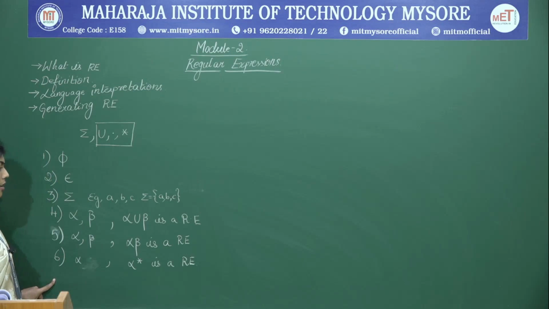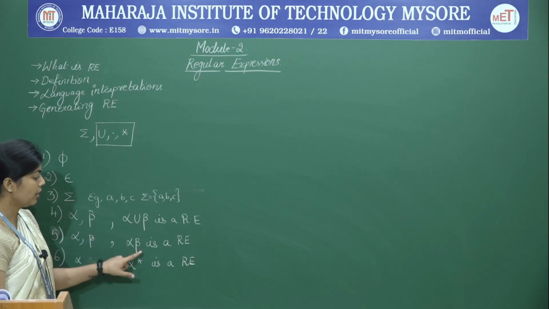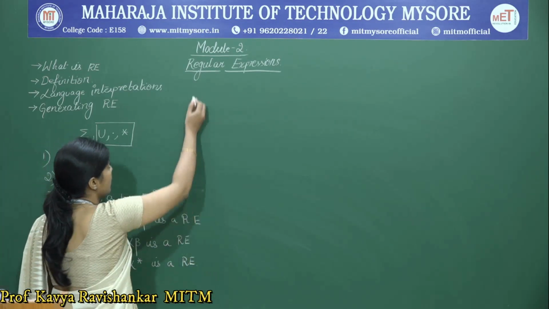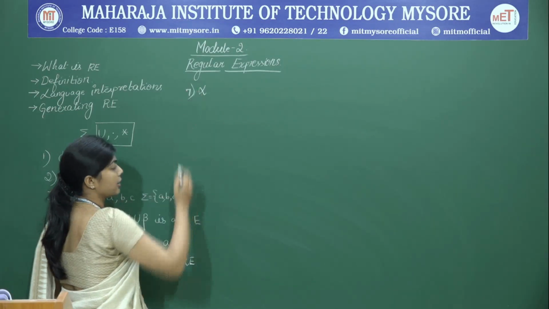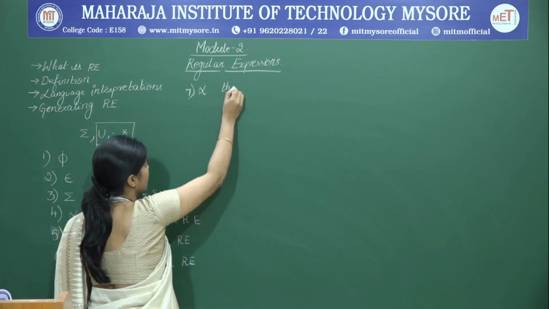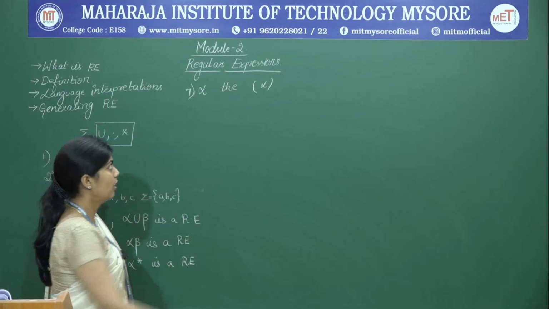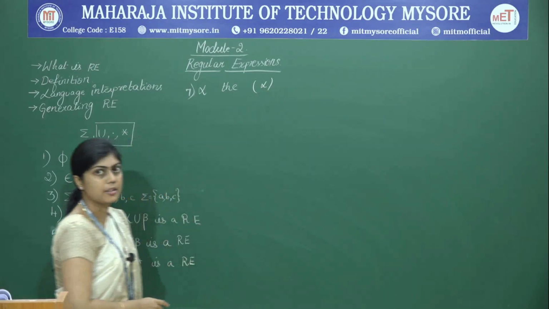So these are the things that we have to understand from the first three basic units. We are combining the first three basic units, and more complex regular expressions can be formed by operating on them by union, concatenation and also star. Next, in case alpha is a regular expression, then the bracket of alpha is also a regular expression. That means the regular expression can be placed within brackets.